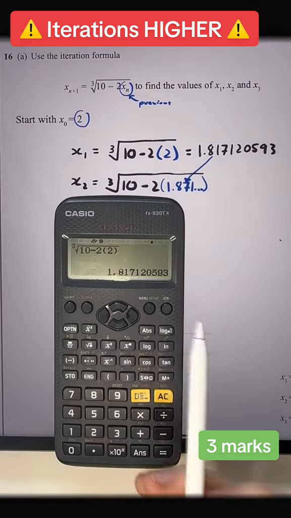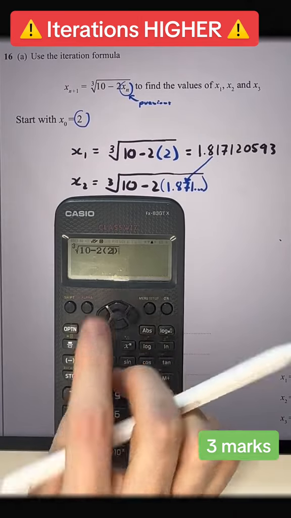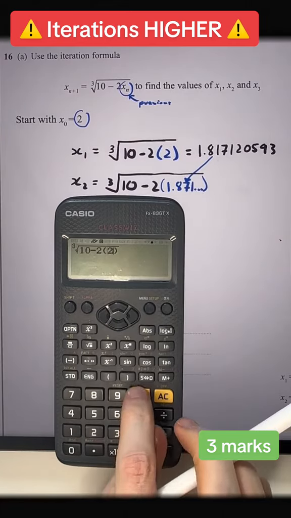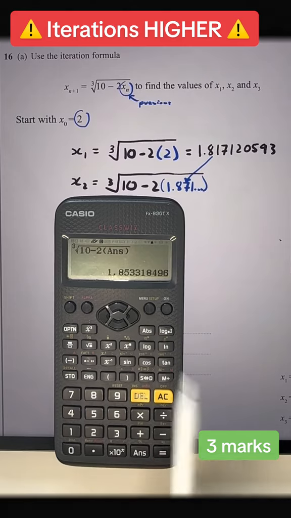In my calculator, I already have the 1.817 number. So all I do is use my arrow key. Where I had the xn, which previously was 2, I know I want to replace that 2, so delete, with my new answer. So in my calculator, press answer key in its place, press equals. Therefore, my value of x2 is my 1.853 number.